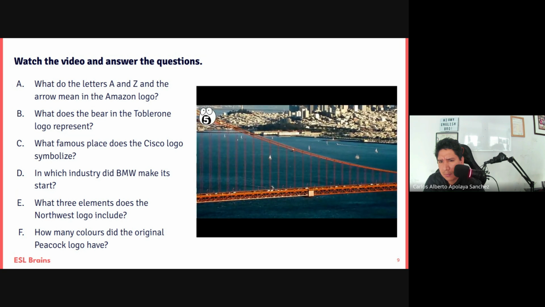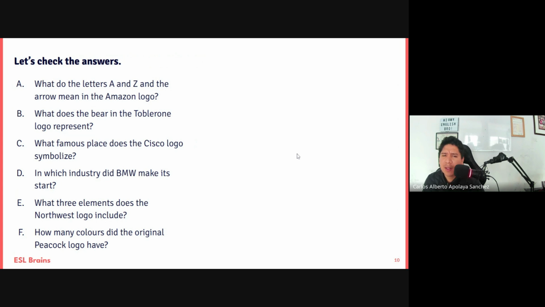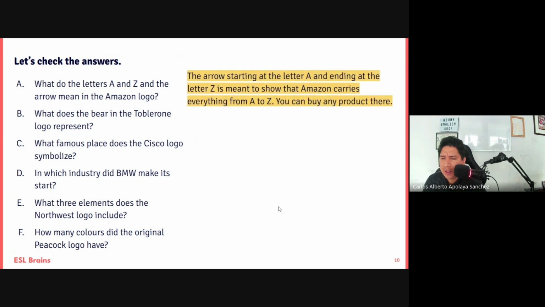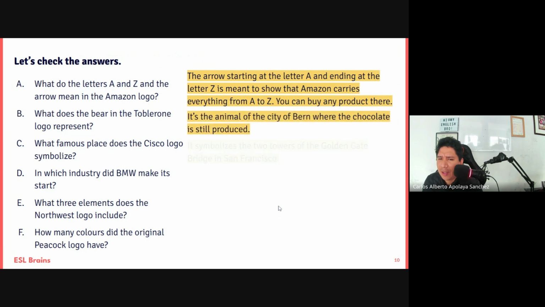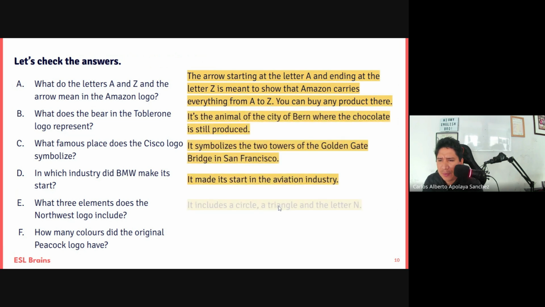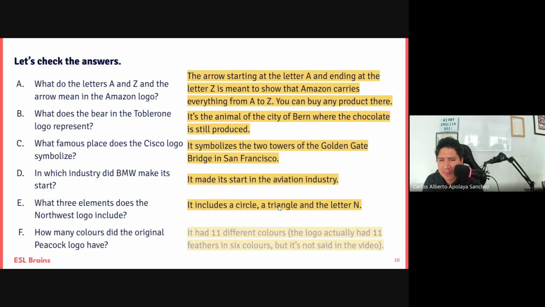In fact, I have a question. Do you think about this when you are creating a new logo or a new brand for a new company or something like that? So, do you think about these things? I mean, when they created the logo, they thought about the Golden Gate Bridge, the cables, the bear, the Amazon arrow from A to Z.